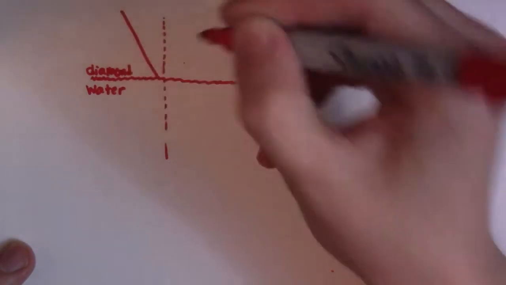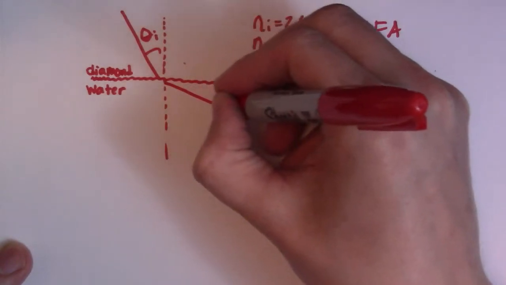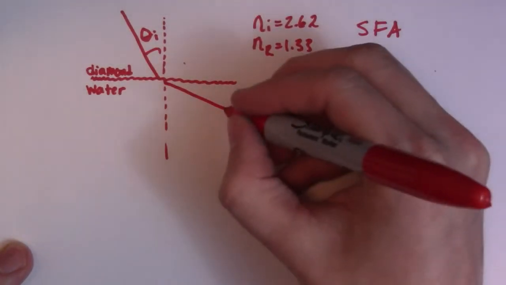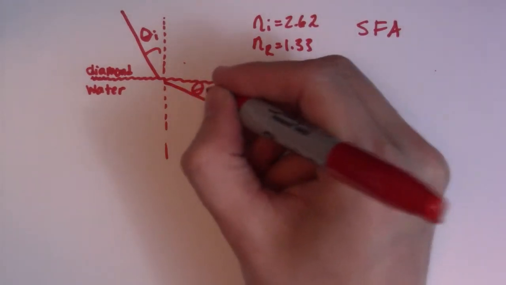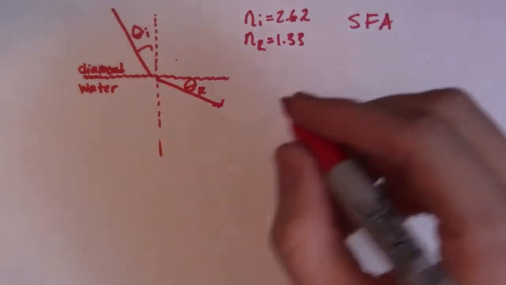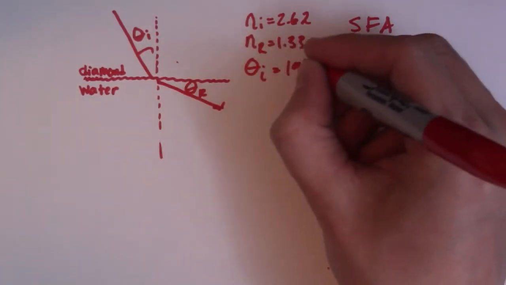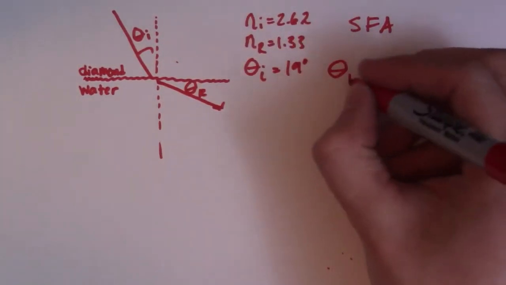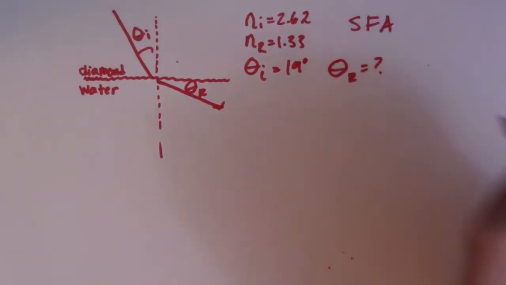It's going to come in here with an angle theta I, and it's going to bend away from the normal line just like that. So the first question I'm going to ask you guys: if this comes in with an angle of 19 degrees, what is my angle of refraction?